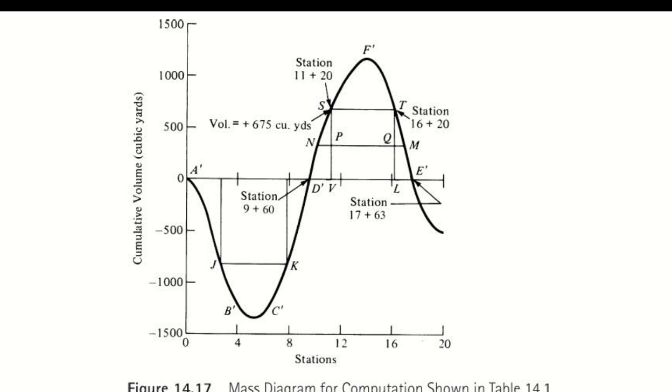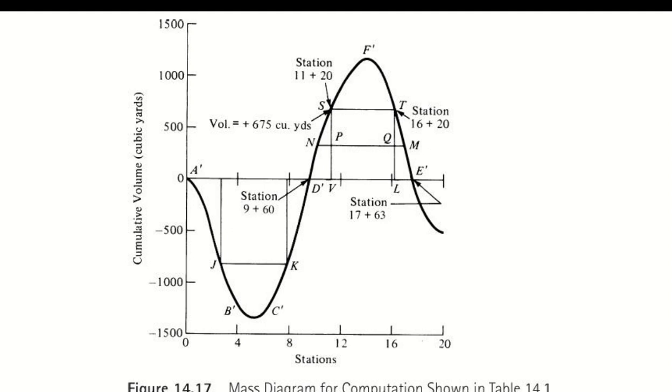The minimum point is here. The maximum point is there, f dash. Minimum point means this is the end of filling, since negative was fill, right? After that the cut quantities have started to increase.